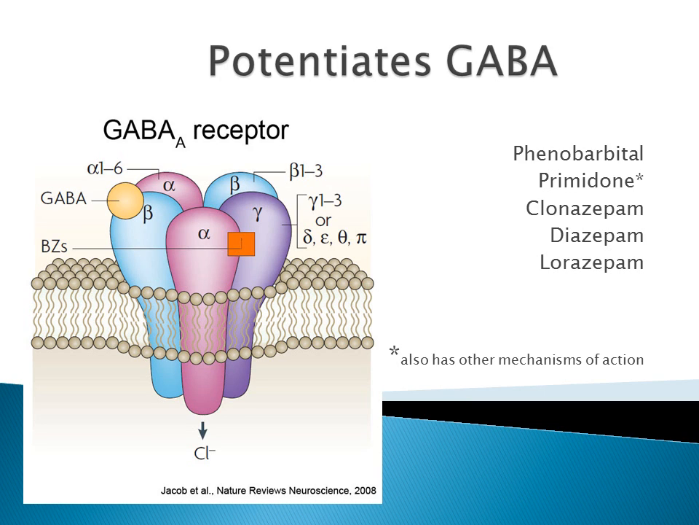And here are the drugs that affect GABA, which is an inhibitory neurotransmitter. So these drugs will actually potentiate the effect of GABA, thus preventing seizures. Phenobarbital, primidone, clonazepam, diazepam, and lorazepam.